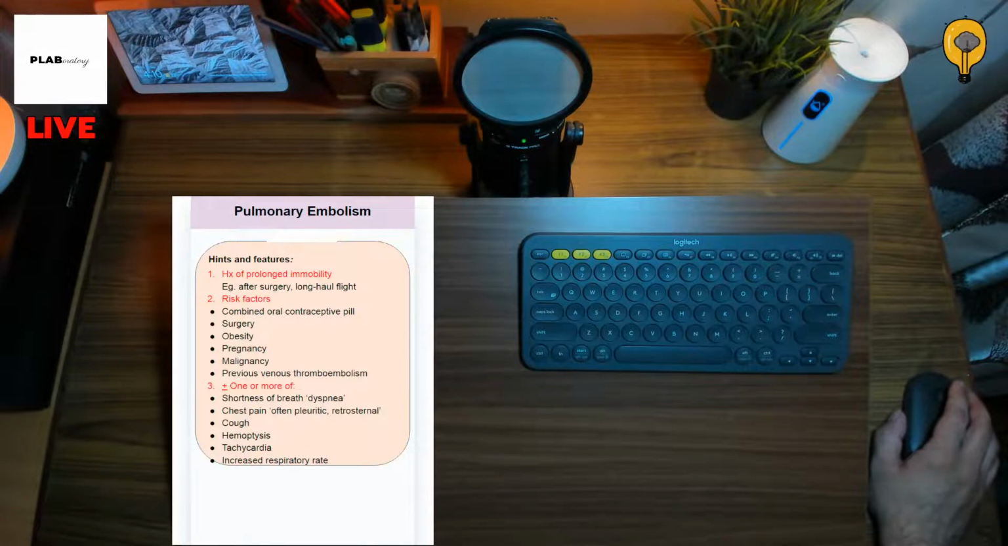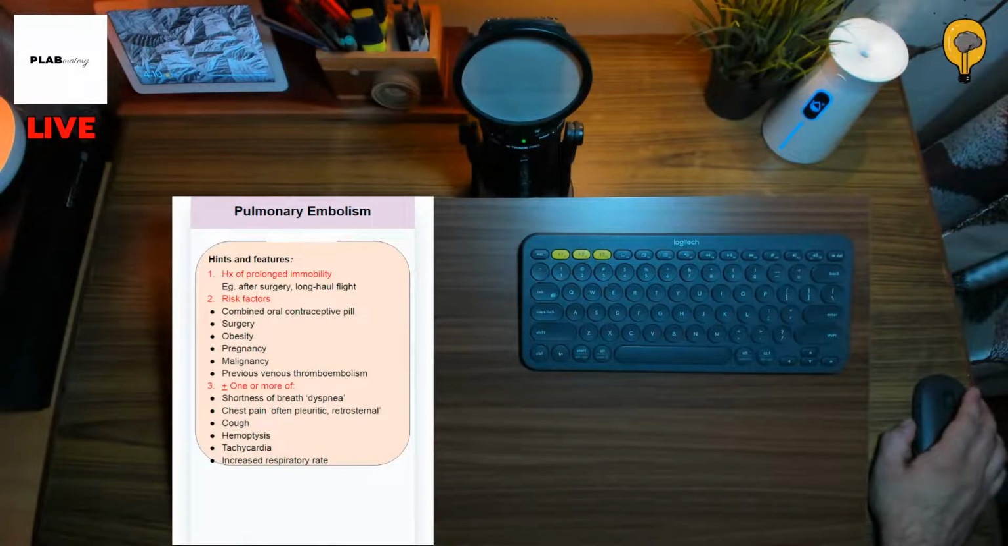Now, when we choose chest X-ray over CTPA, we already studied that chest X-ray in a suspected pulmonary embolism is when they are asking for initial investigation, not the most appropriate investigation. Chest X-ray is useful to rule out other causes of shortness of breath like pneumonia and pneumothorax.